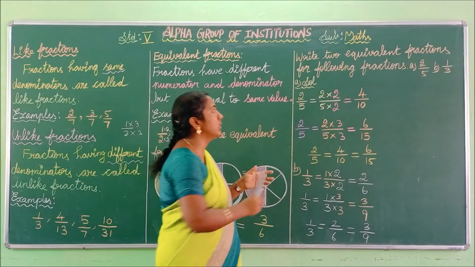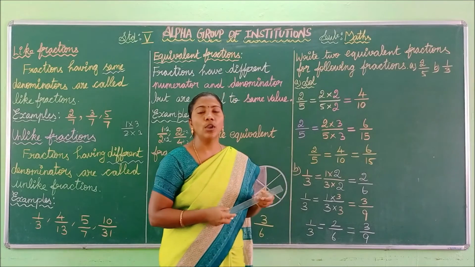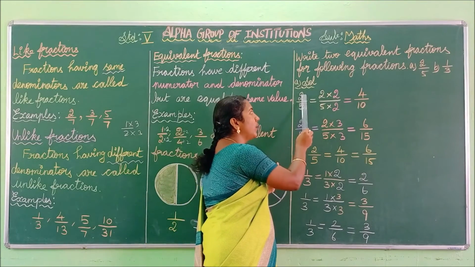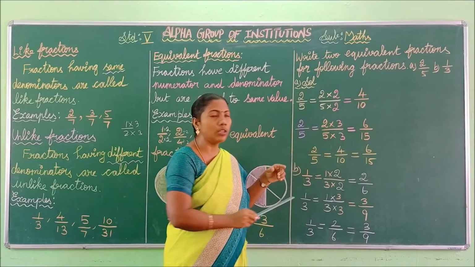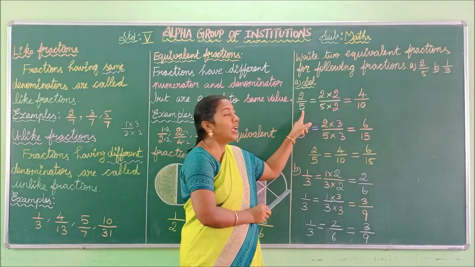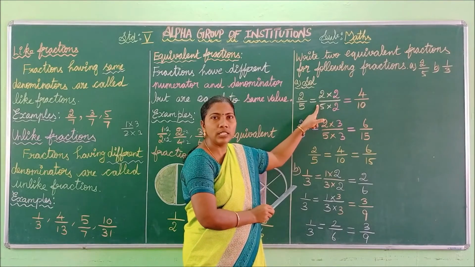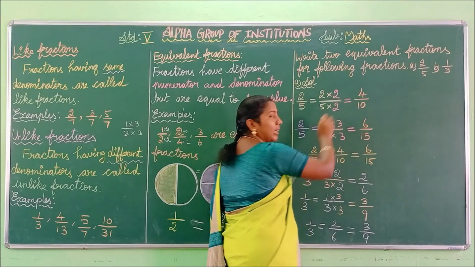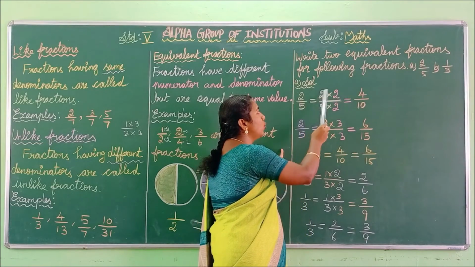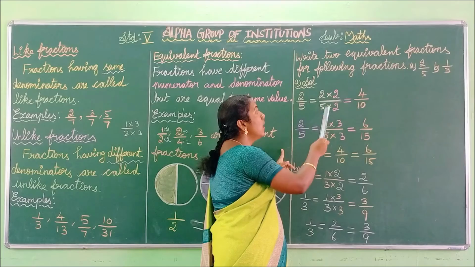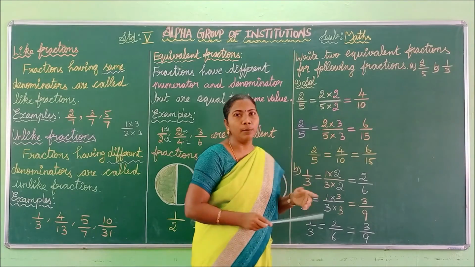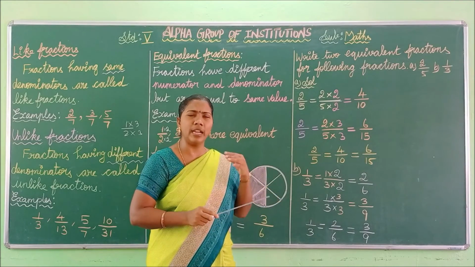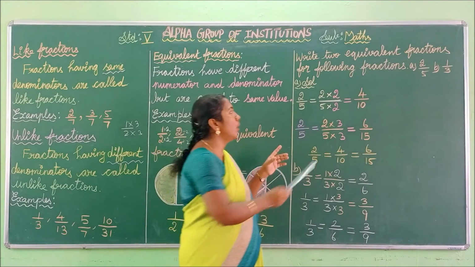What is the first question? 2 by 5. How are we going to find the equivalent fractions? Let us see. First step, you have to write the fraction once again in the solution part. That is 2 by 5. After that you have to put the equal symbol and then draw a line like this, a little bigger. Then you have to write the 2 by 5 once again, and you have to choose one number. It may be 2, 3, 4, 5, 6, 7. It's your wish. It may be any number except 0. So you have to choose one number.